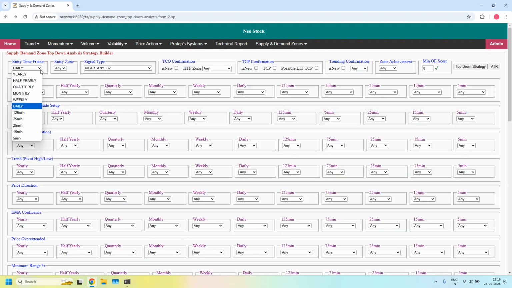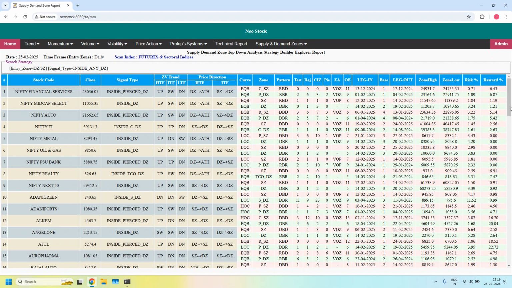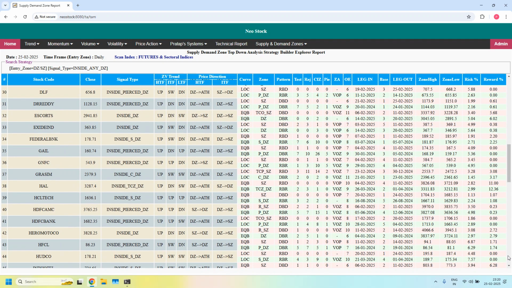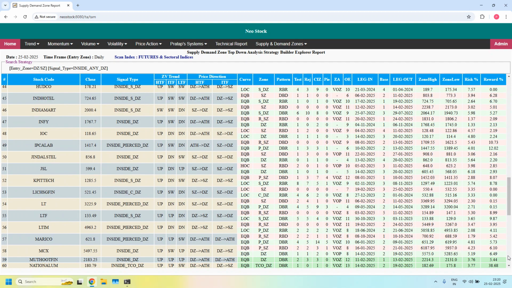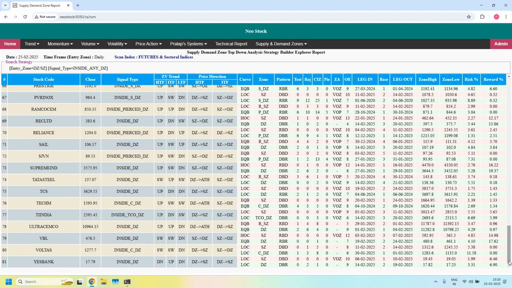Okay, next, daily time frame, price closed inside the daily demand zone. We got 81 stocks. Let me quickly scroll the list down. After that, we will further filter with daily EMA Confluence. I'm scrolling the list down. So total 81 stocks. We can further filter this list by setting daily EMA Confluence with the daily demand zone.